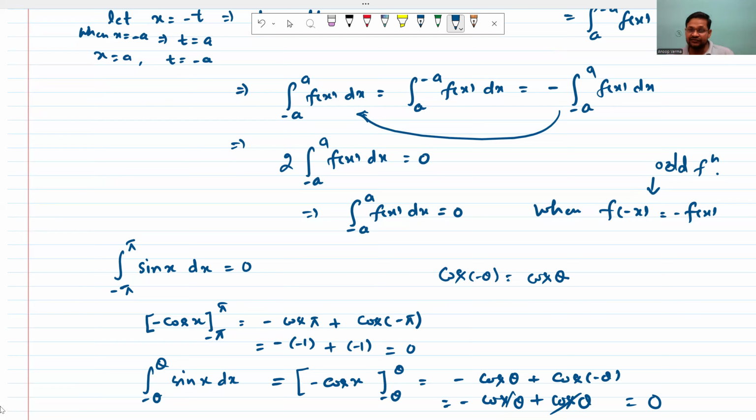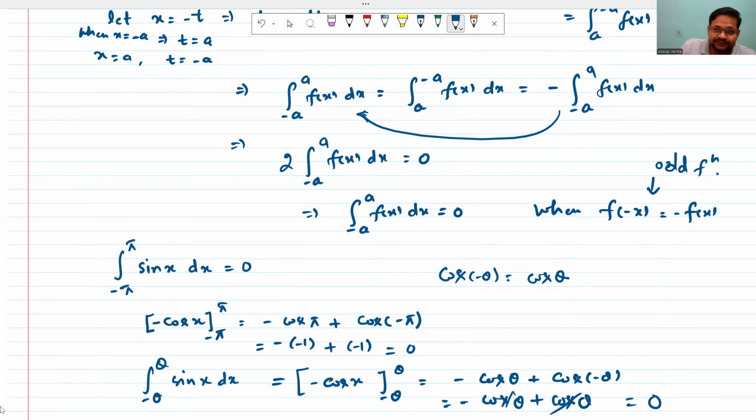So this is basically the odd function. If the function is odd and you are integrating from a negative number to the same positive number, then the integral will become 0. This is a very powerful technique. If you know the function is odd, then you can easily say it.